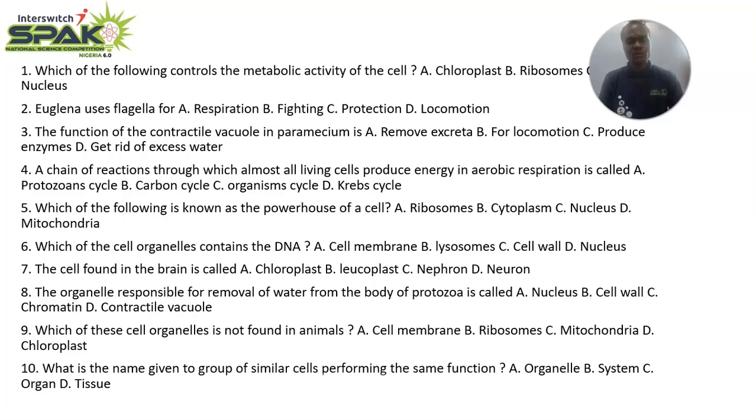The next question, what is the name given to group of similar cells performing the same function? Of course, we have organelles, we have system, we have organ, we have tissue. A group of structurally and functionally similar cells are referred to as tissue. So the answer is tissue. We then can have tissue plus tissue to form organ. Organ plus organ will form system. And of course, the cell is made up of organelle. Okay?